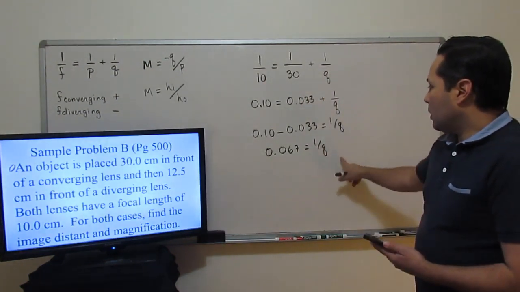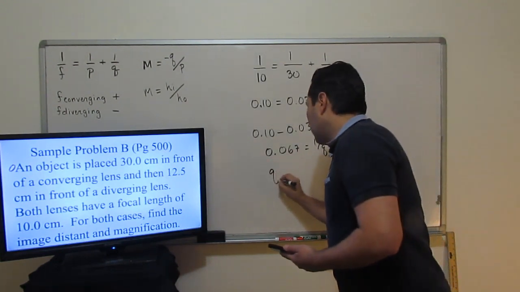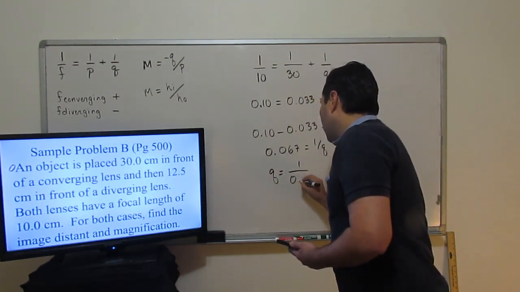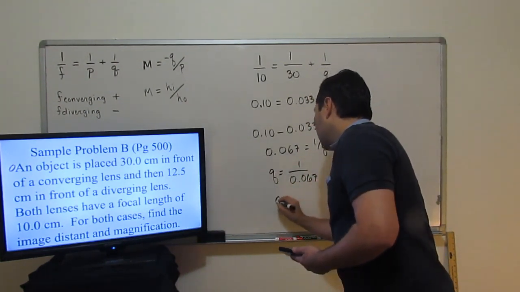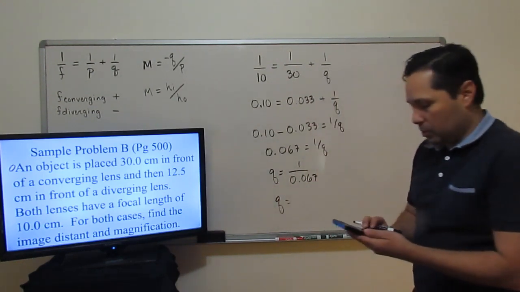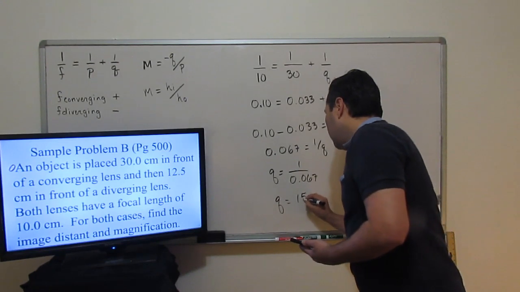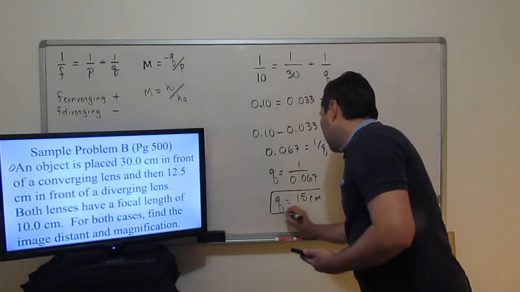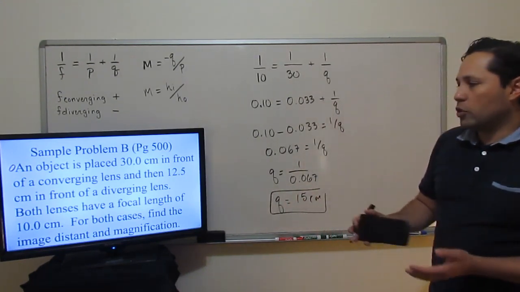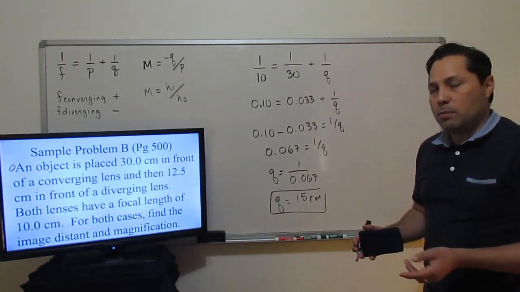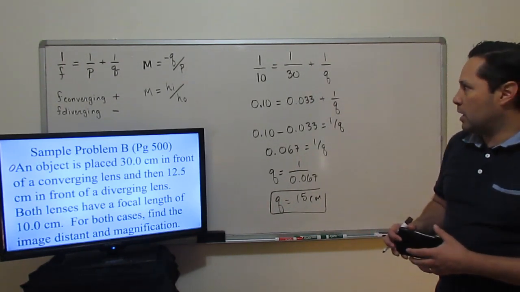Alright, I'm going to move this around, so it'll give me this. Q equals the inverse of 0.067. So therefore Q for the first problem is going to be 15 centimeters. Alright, so that is the distance of the image for our first problem for a converging lens.